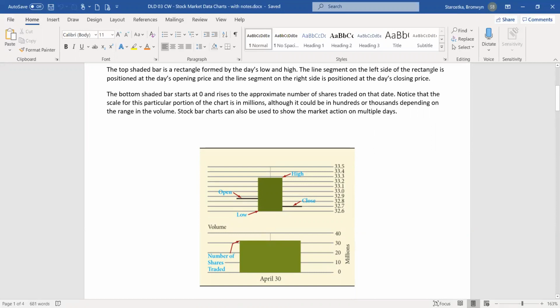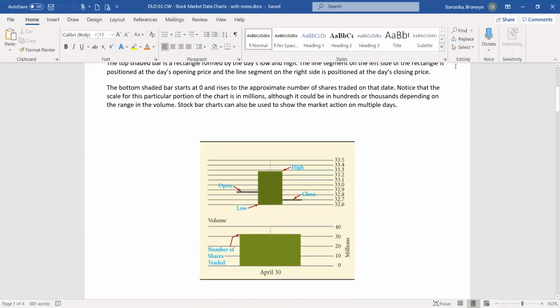So a couple things to note. There's always going to be, to the left, a horizontal bar where the stock opened, and on the right, a horizontal bar where it closed. The low is at the very bottom and the high is at the very top.